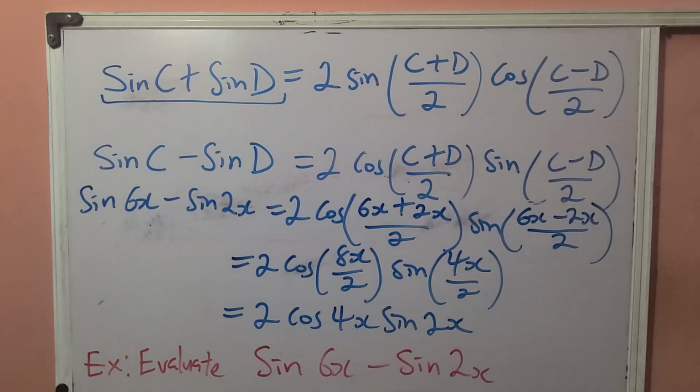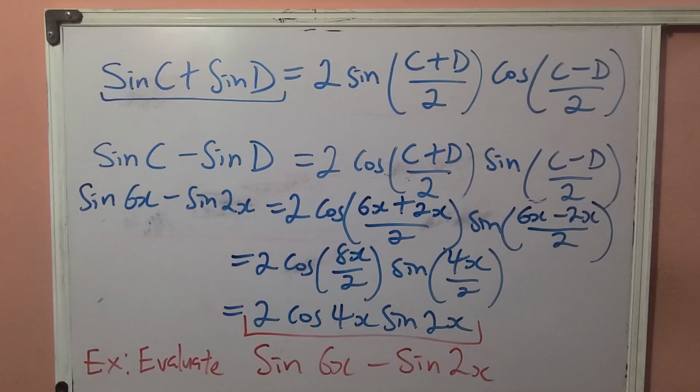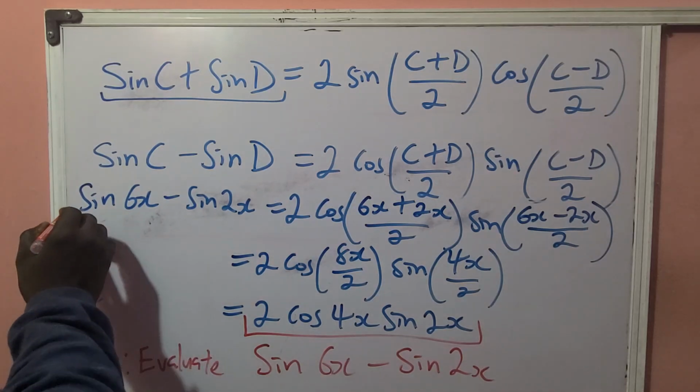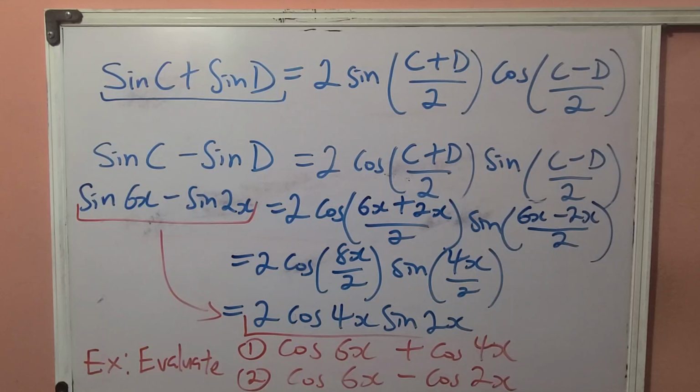So we can see that our result when having the sine of 6x minus sine of 2x will be giving me a value of what we have right here. So I'd love you to evaluate the following very quickly. I'd love you to attempt these two questions. Investigate what your answers will be for the cos of 6x plus the cos of 4x, and then the cos of 6x minus the cos of 2x.